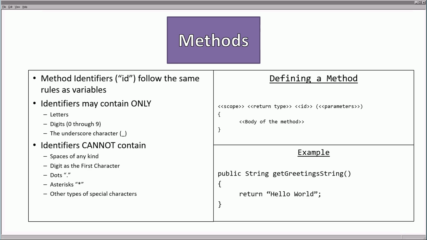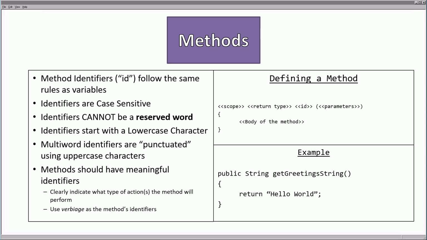Identifiers may only contain letters, digits, or the underscore character. Identifiers cannot contain a space of any kind, a digit as the first character, any type of dots, asterisks, or other type of special characters. In addition to that, the identifiers are case sensitive. Identifiers cannot be a reserved word, and identifiers start with a lowercase character for methods as well.